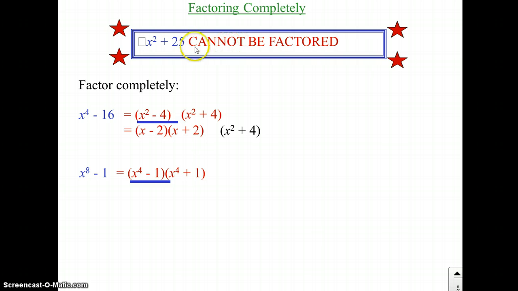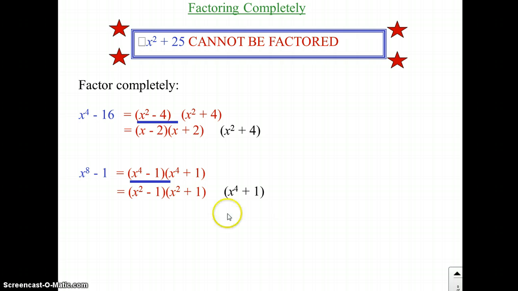We cannot factor a sum of squares. So let's factor x to the fourth minus 1. Square root of x to the fourth is x squared. Square root of 1 is 1. The factors here would be x squared minus 1, x squared plus 1. Don't forget, we've got x to the fourth plus 1 as a factor. We must include that. Now we're done.